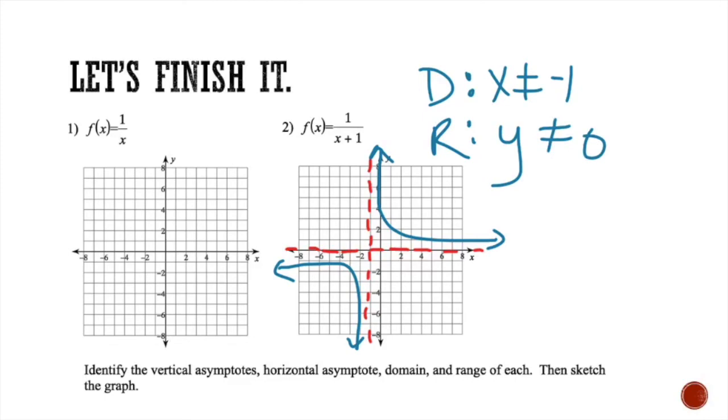Now I want you to notice something. For the domain, it's going to be the opposite of what is in here, just like the asymptote was. It's going to be this equal to 0 and solve for x.